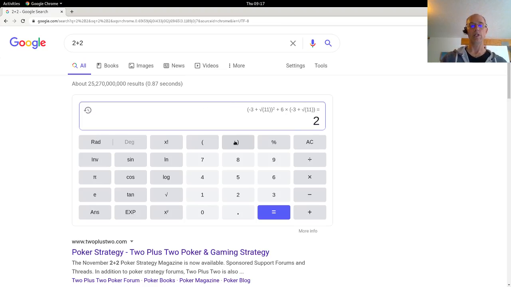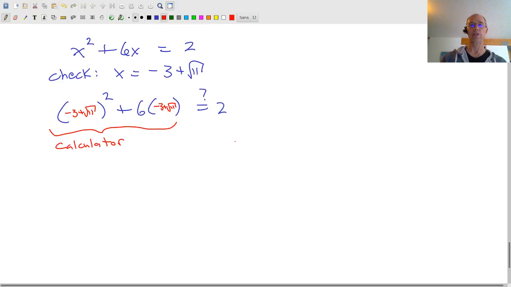2. Is 2 a good thing? Answer, yes, I wanted it to be 2, because that was on the other side of the equation. So my calculator says this is 2, and on the other side of the equation, I have a 2, which means this checks. So we should check again for the other one. Generally, these things with square roots do come in pairs. So if negative 3 plus the square root of 11 checks, negative 3 minus the square root of 11 should check, but I'm going to double check it anyway.